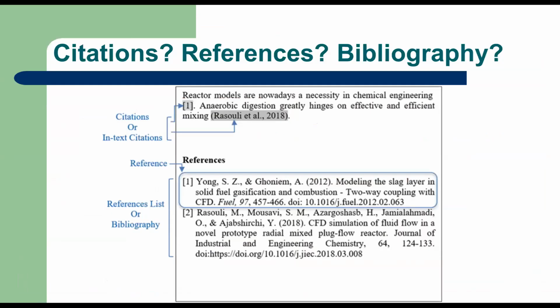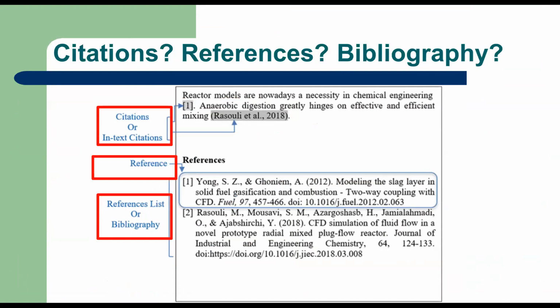We may see it clearly from this example. Suppose this is a citation. This is the reference of that particular citation, and reference number 2 is not actually cited in your paper, but you have consulted it at some stage. So reference 1 and reference 2 collectively are your bibliography list. I hope I have been able to communicate the difference between citation, references, and bibliography.